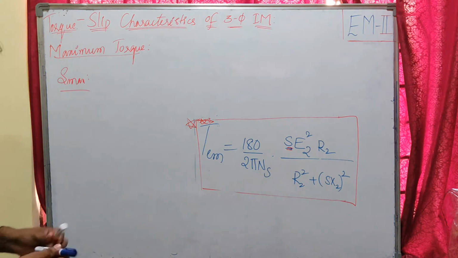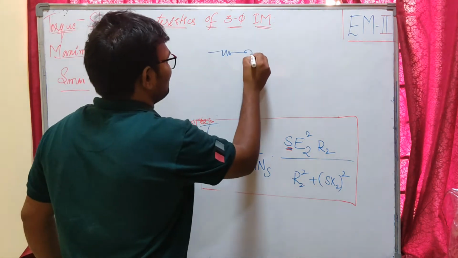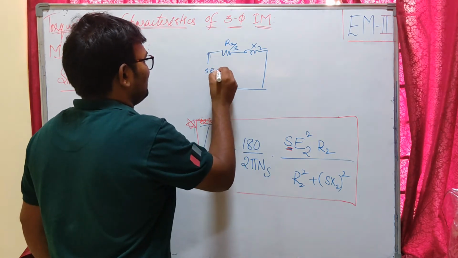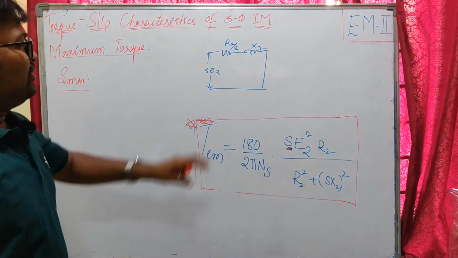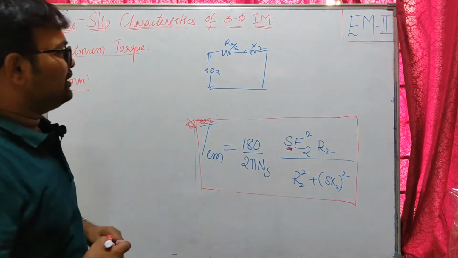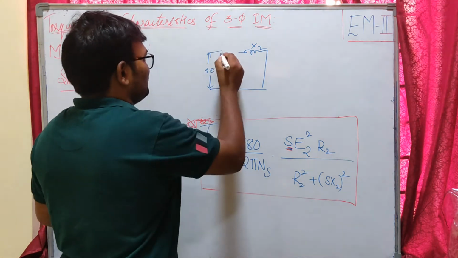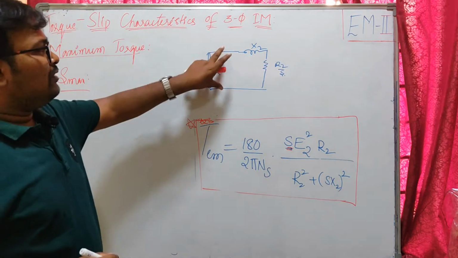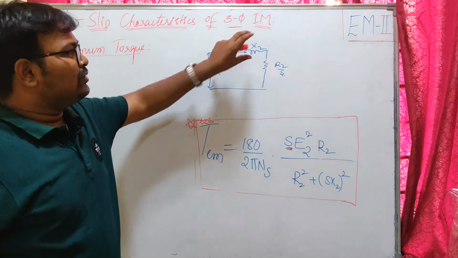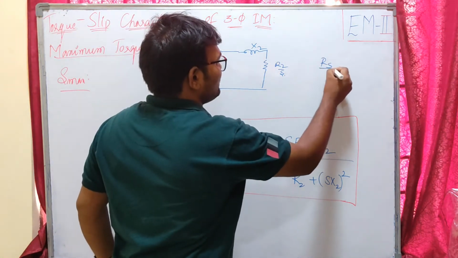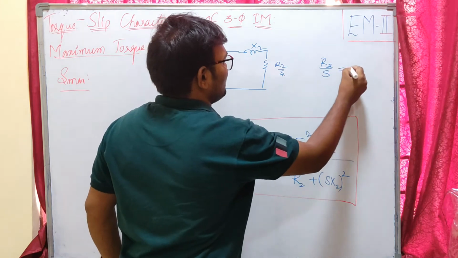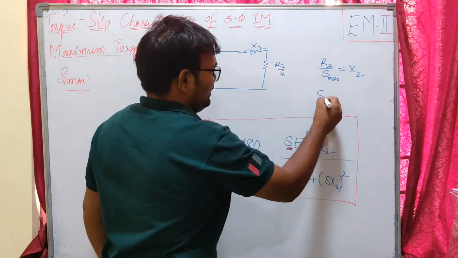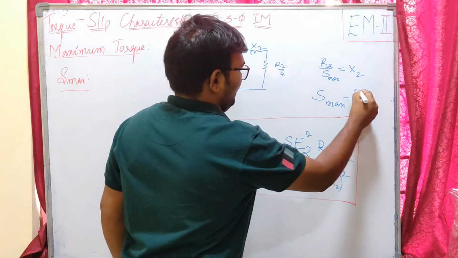For that I am going to draw the equivalent circuit of the rotor again. This is my equivalent circuit of the rotor, with SE2. Let us apply the maximum power transfer theorem here. That means I consider this as load, R2 by S. To get maximum power transfer, our load impedance should be equal to source impedance, right? So R2 by S should be equal to X2. This is the maximum condition, so I am considering it as S max. S max equals R2 by X2.